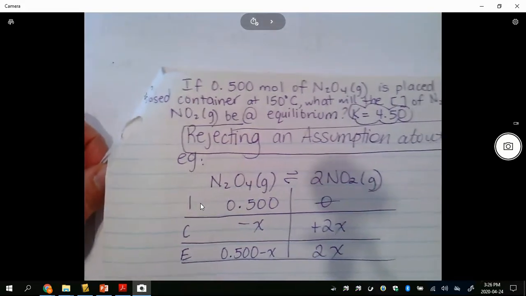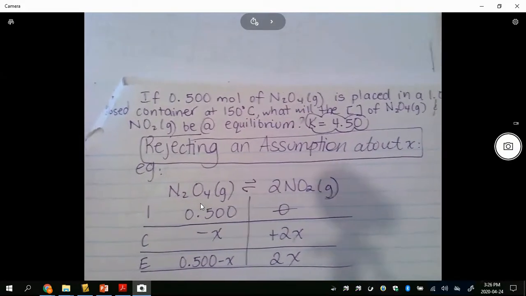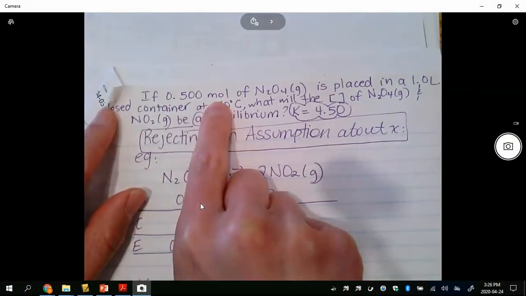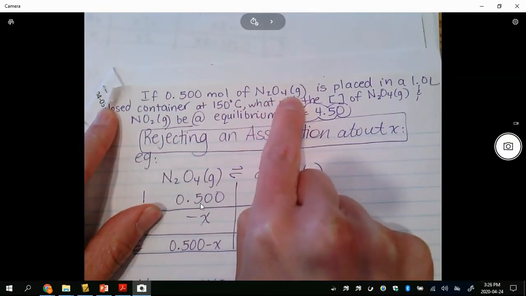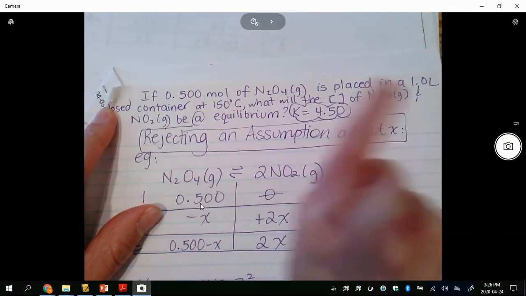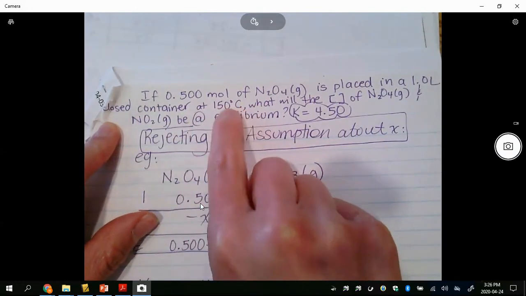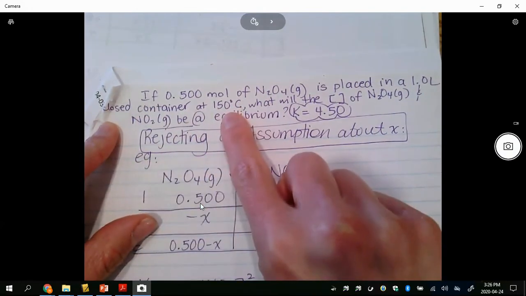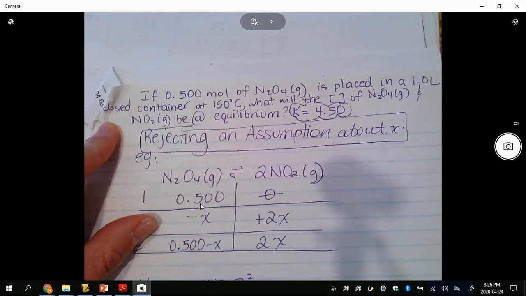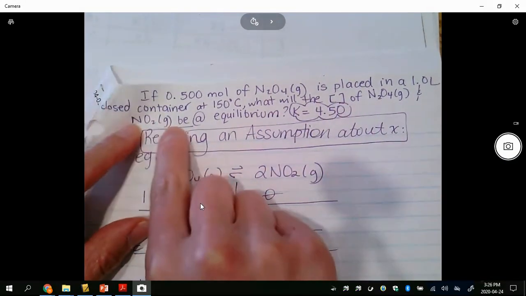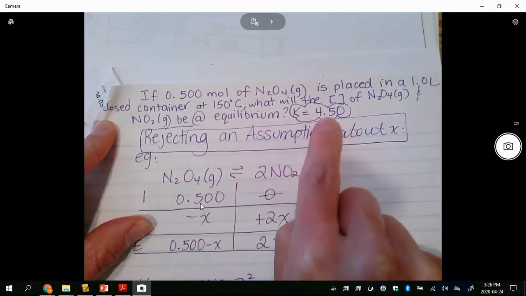The question is, if 0.500 moles of N2O4 gas is placed in a 1.0 liter closed container at 150 degrees Celsius. Remember, when they give you the temperature, it's irrelevant? They're just telling you that's the value of K at that moment. What will the concentrations of N2O4 gas and NO2 gas be at equilibrium? And they gave us the value of K.